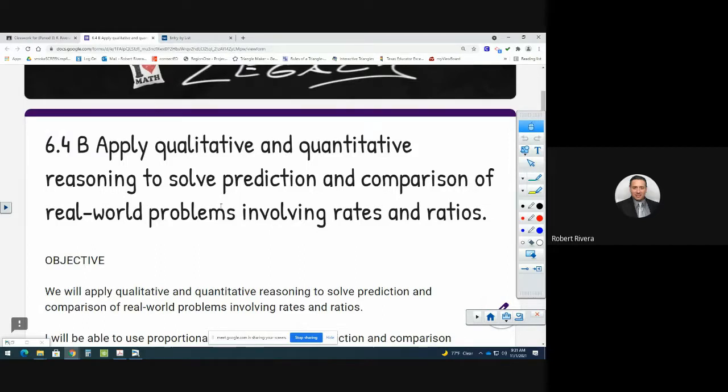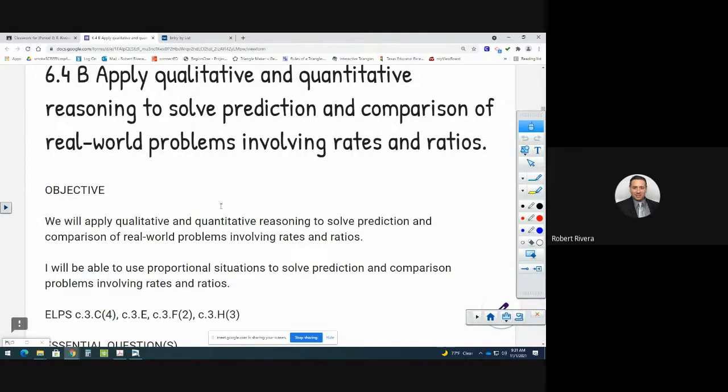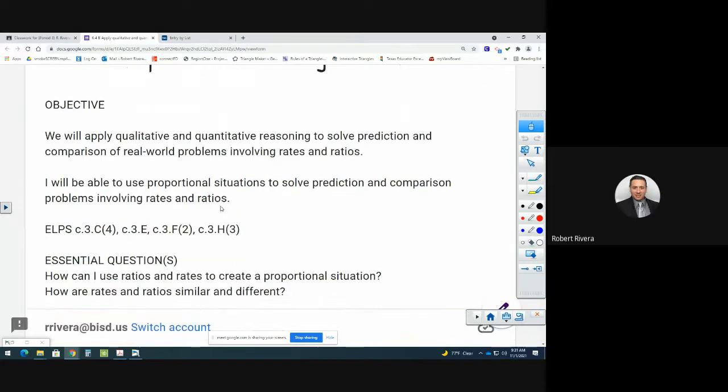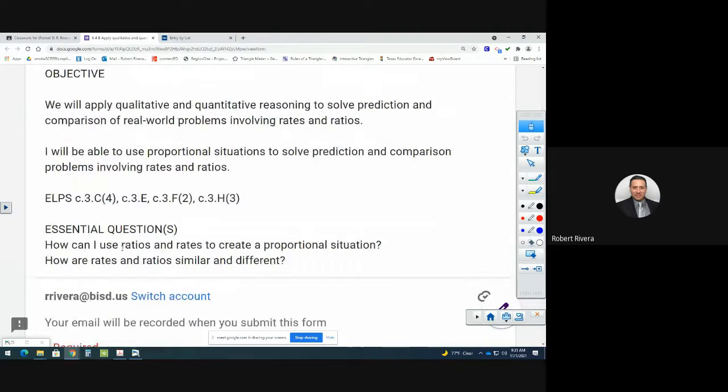Remember that I did that with proportions, right? I said, you know what? We're going to be working with proportional situations, so that's still the objective for this week. But at the same time, I'm also going to start reviewing for the test. So I'm doing two things here today. By the time we're done, you're going to know how to use rates and ratios by creating a proportional situation. In case you forgot, I'm going to review right now, and I'm recording this also.